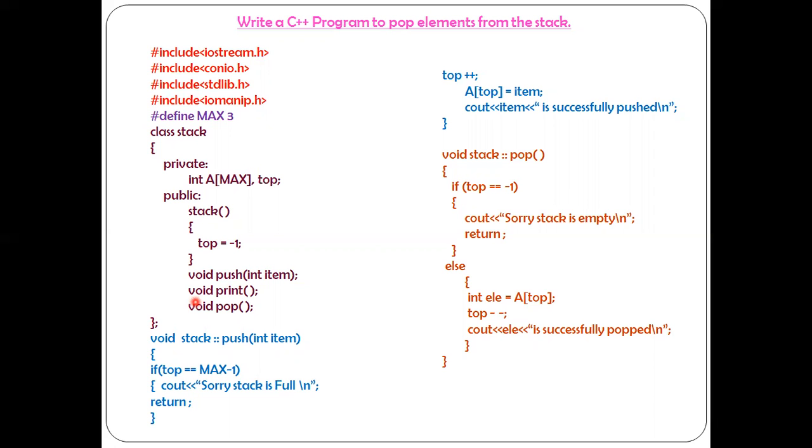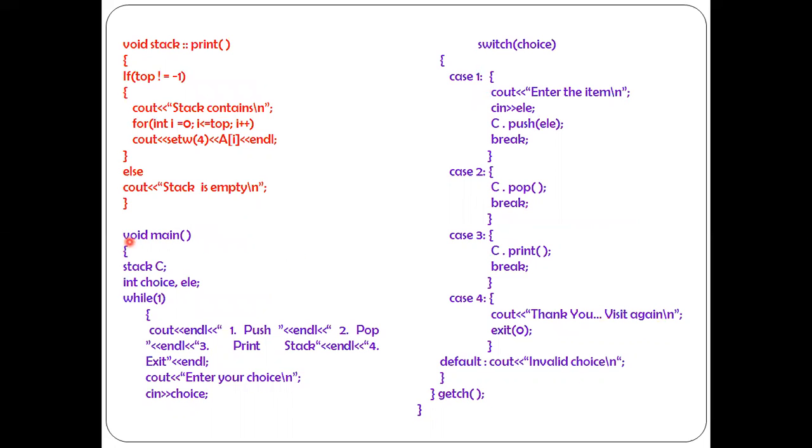Void main function, right? So have a look at void main. Void main is here, on the next page. So void main, open flower bracket, Stack, one blank space, C. Stack is the name of the class and capital C is a user-defined object. We have created an object to access the member functions. In order to access the push, pop, and print member functions, one has to make use of an object. Object name, dot is the member access operator, then the member function name.